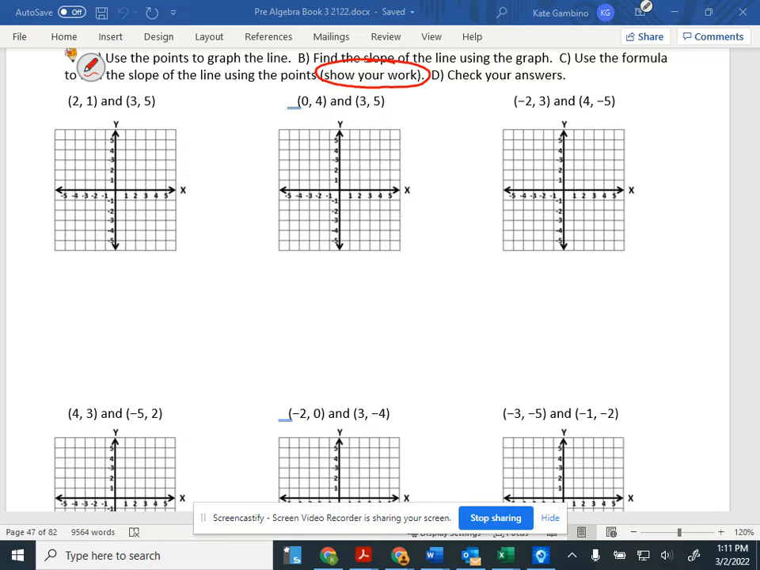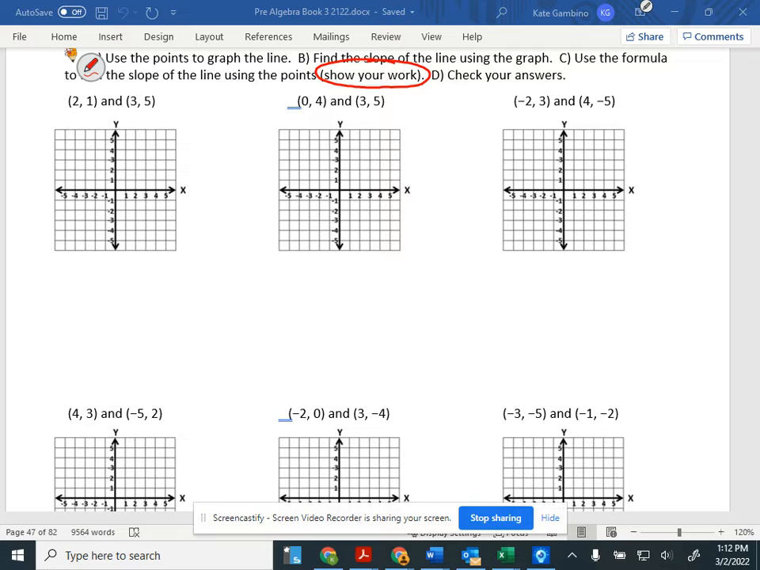Okay, sometimes people will come up to me when they have retakes and they'll go, oh, why didn't I get this one right? And I go, I don't know, you just wrote an answer wrong. If you don't show your work, I can't help you. I can't say, oh, you put the y first and then the x, or you put y1 and then y2 instead of y2 minus y1. You need to write it out.